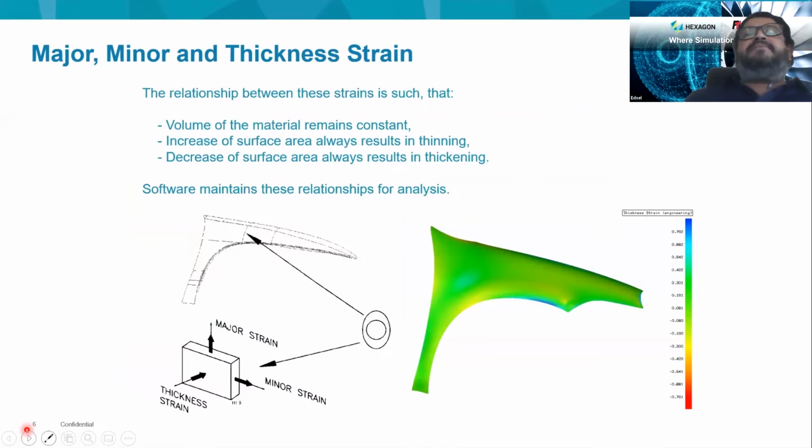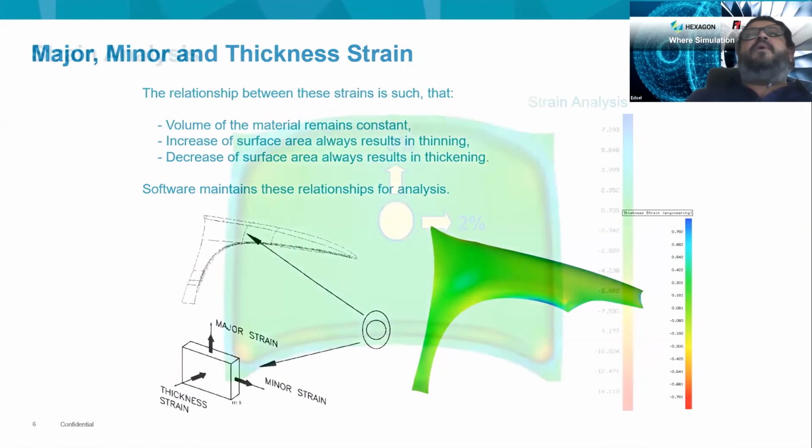Correlation between major strain, minor strain, and thickness strain. As you can see, please do not ever forget that the volume of the material remains constant, and the increase in surface area results in thinning, decrease in surface area results in thickening. So this is the theory. Everything is about the circle that you saw in the previous slide, and how it got changed into an ellipse is what this entire class was all about.